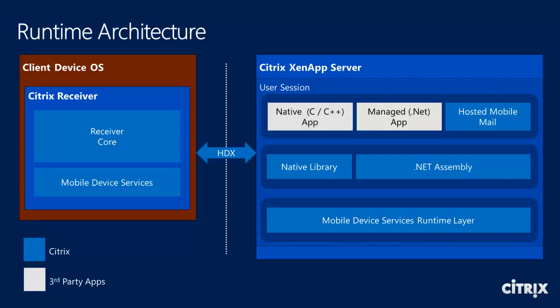So let's talk a little bit about the runtime environment here. If we look at the client side, we've got the receiver core. Again, we call our client software receiver, and we have receivers for many, many endpoints, thin clients, Windows PCs, WinRT, iOS, Android, so forth. So that end client is fairly ubiquitous in the endpoints it's covering. Under that is some mobile device services that actually are allowing the receiver to sort of interact with the various capabilities of that mobile device we talked about with the APIs.